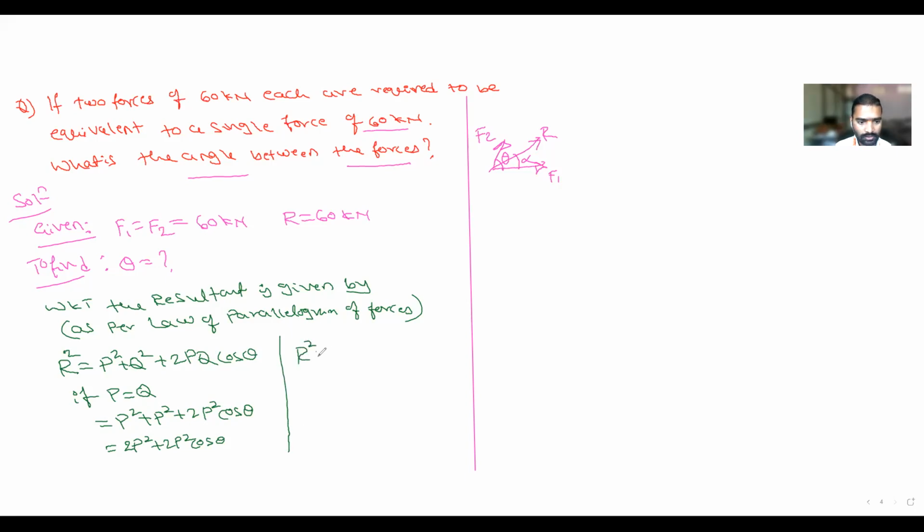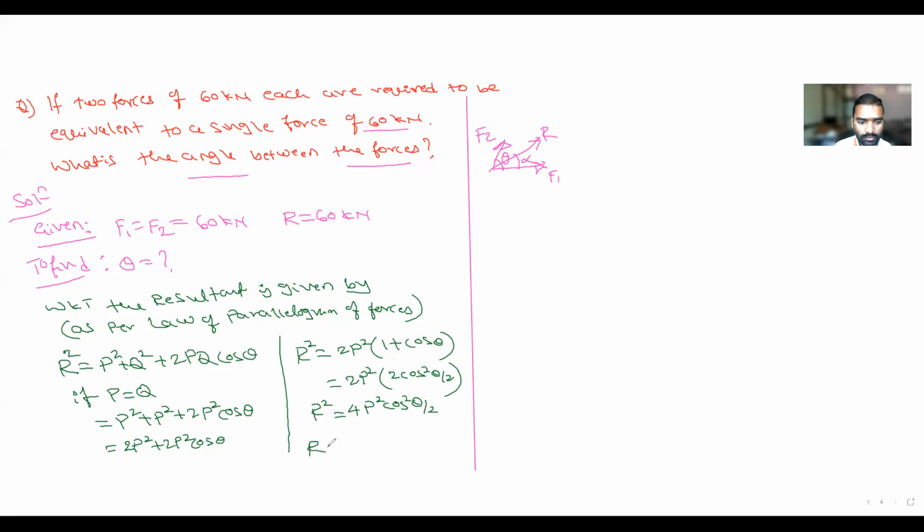R square is equal to 2P square times 1 plus cos theta. What is 1 plus cos theta? That is 2 cos square theta by 2. Correct, everyone? Okay, so 2P square times 2 cos square theta by 2 is 4P square cos square theta by 2. This is R square, so I want R.